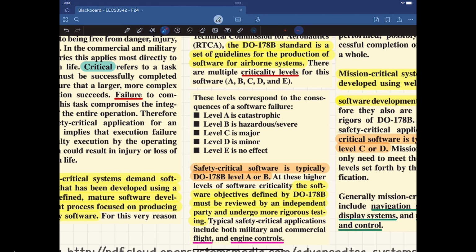Okay? You can see we've got catastrophic, hazardous, severe, major, minor, no effects, right? You can see there's an increasing or decreasing level of importance over here, right? So the way to really see this would be here. These two correspond to safety critical.